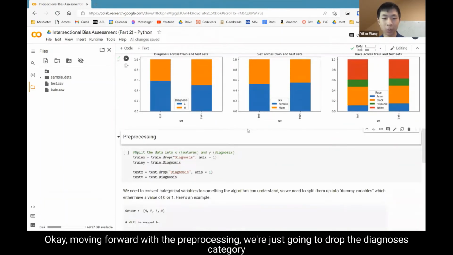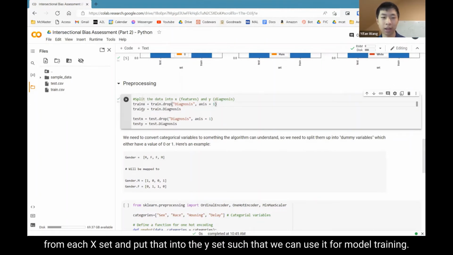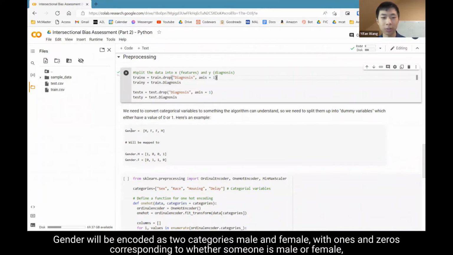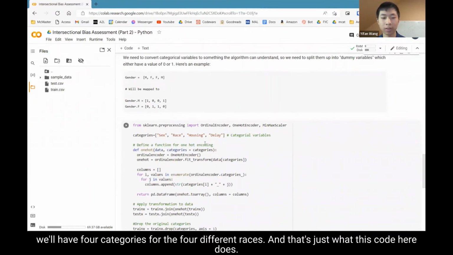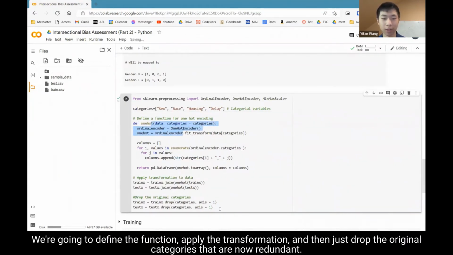Okay, moving forward with the pre-processing, we're just going to drop the diagnoses category from each X set and put that into the Y set such that we can use it for model training. And then we're just going to use one-hot encoding to convert all of our categorical variables into individual variables, such that gender will be encoded as 2 categories, male and female, with 1s and 0s corresponding to whether someone is male or female. And obviously, we'll have the same thing with race. We'll have 4 categories for the 4 different races. And that's just what this code here does. We're going to define the function, apply the transformation, and then just drop the original categories that are now redundant.